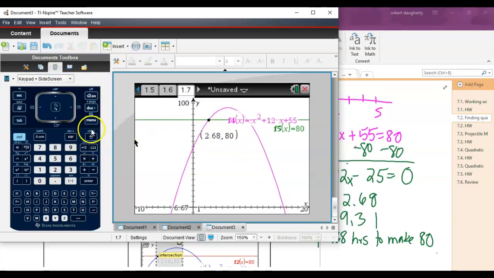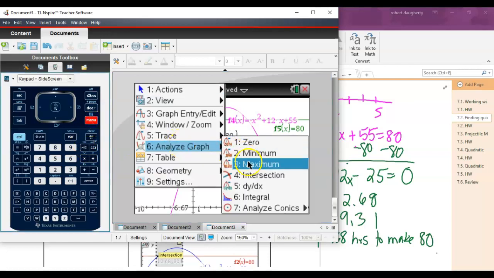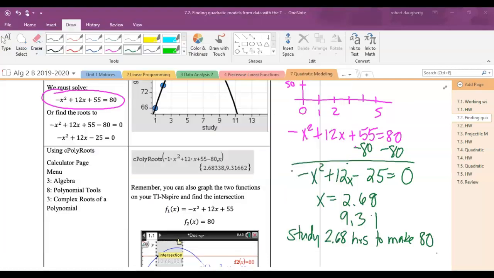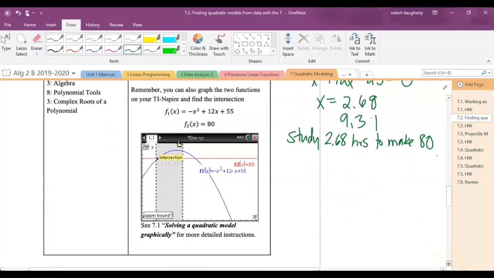Okay. The other thing, so to find the other point, intersection, click on the left and the right, and you get 9.32. So those are the two values that give me the score of 80. Like I said, you're going to need this a little bit later to do these things graphically. So I want to introduce this, but I'm not requiring you to do the graphical method. I think if you can just use the C poly roots, you should be in good shape for that.